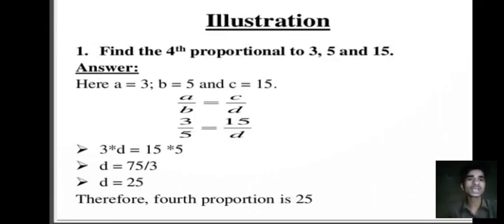Illustration: find the fourth proportional to 3, 5 and 15. Answer: here A equals 3, B equals 5 and C equals 15. 3 multiplied by D equals 15 multiplied by 5.